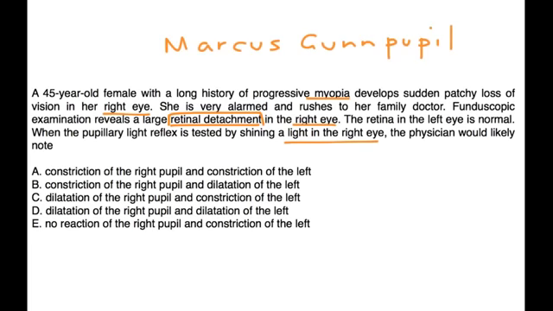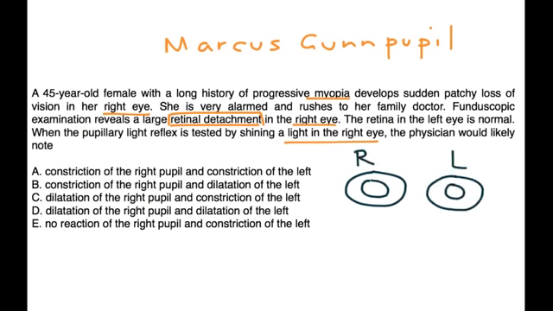So if you recall, retinal detachment is one of the causes of Marcus Gunn pupil. So let's see what would happen. Let's draw a little diagram here. So you have the right eye and the left eye. So the retinal detachment is in the right eye. So that's where the pathology is. So first, let's shine a light into the left eye. What will that result in? Essentially what would happen is you would get a normal response, which is constriction of the pupil in both eyes.